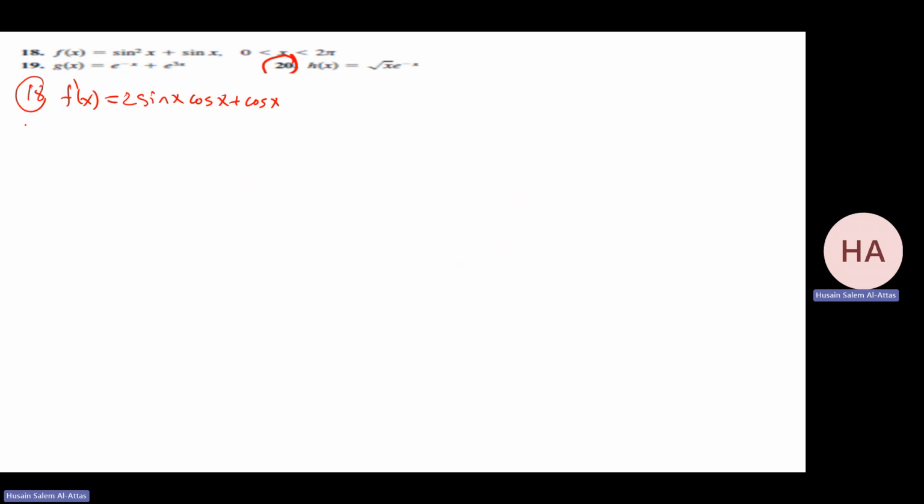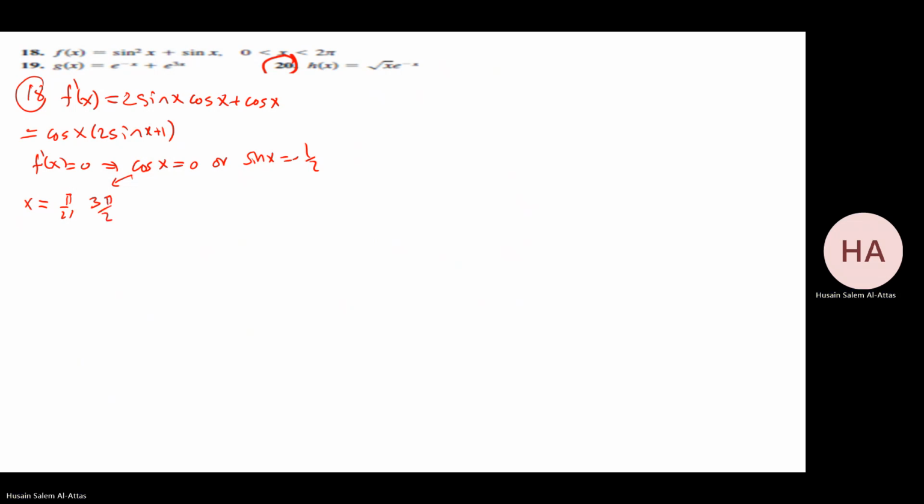I write it here so I have more space. Now f prime equals 0. So I have cosine x equals 0 or sine x equals minus half. When cosine x equals 0, x will be, first quadrant, pi over 2 and 3 pi over 2. From the other, I have x equals 7 pi over 6 and 11 pi over 6.